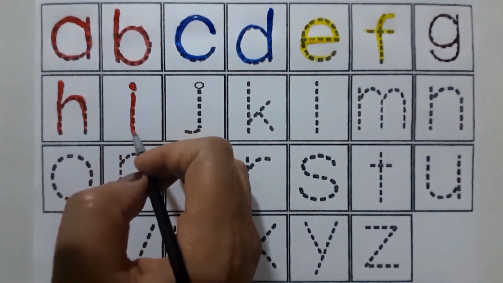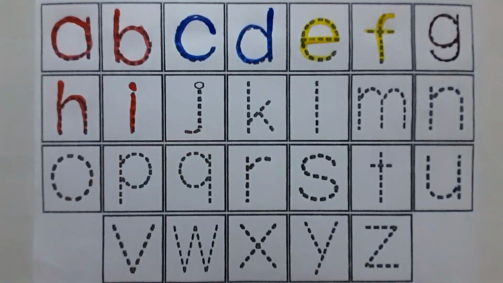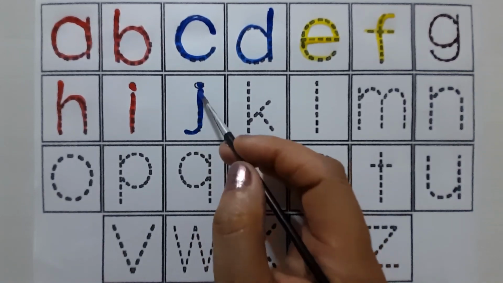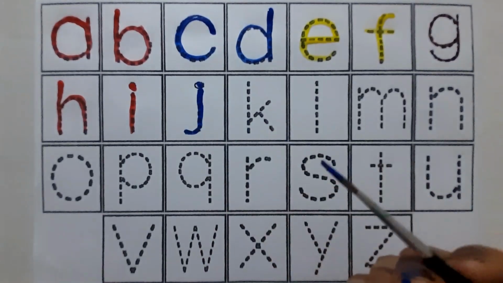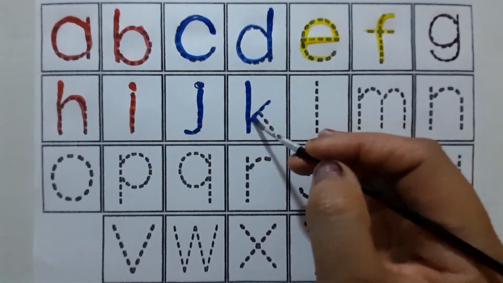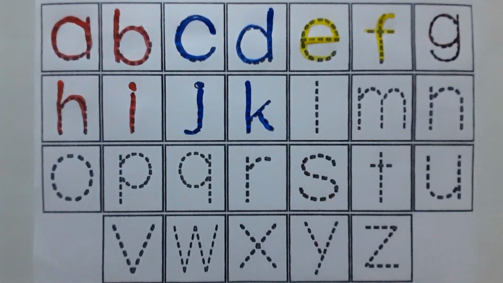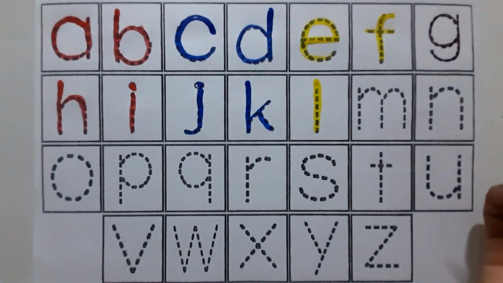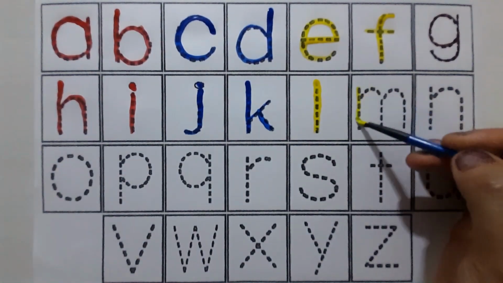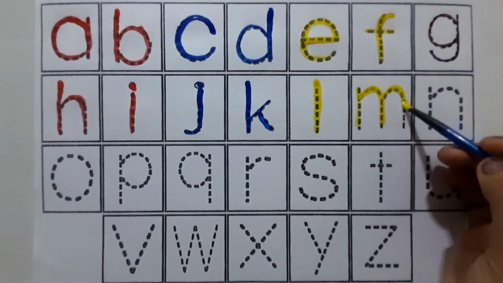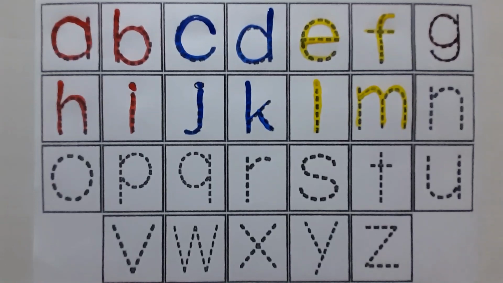I for ink pot. J for Jurassic. K for kite. L for lemon. M for moon.